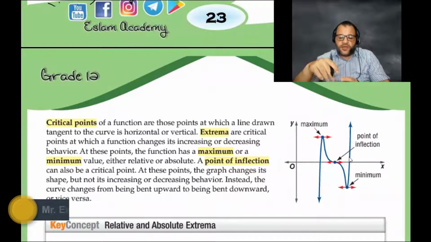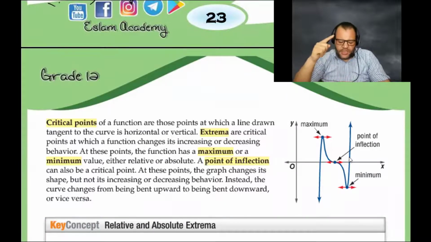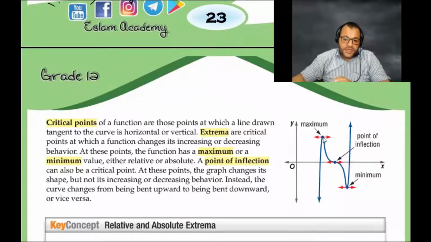The point of inflection is the point where the graph is going down, then again going down, but with a different rate. At this point, there is a point here. Okay? That is the maximum point, that is the minimum point, and that is the point of inflection.